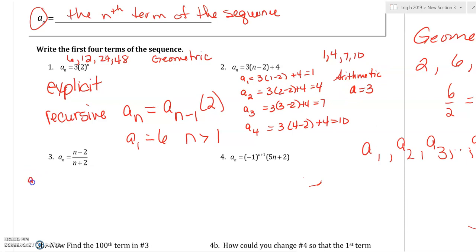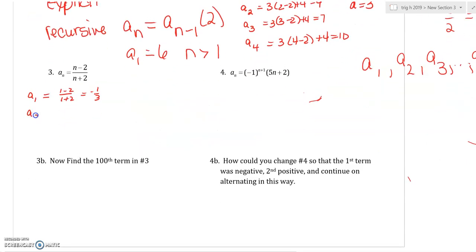Okay, what about this next example, number 3? If I want to find each term, I would first let n be 1. I would then let n be 2 to find the second term. I would then let n be 3. And I would then let n be 4. So here's my sequence.